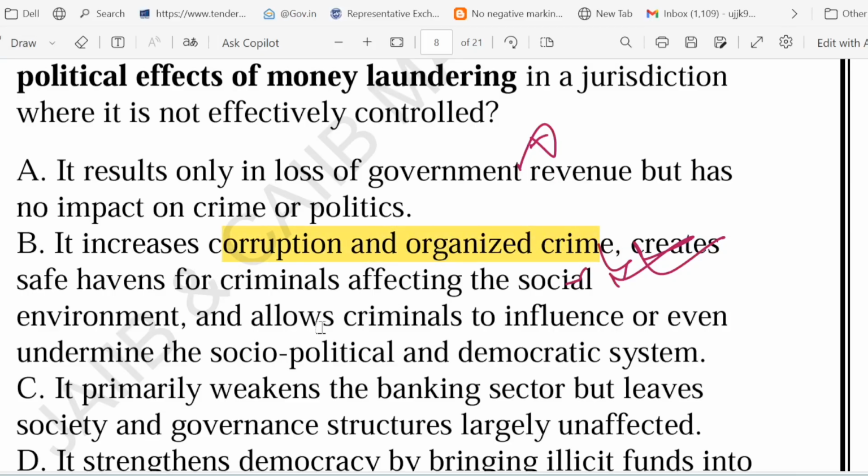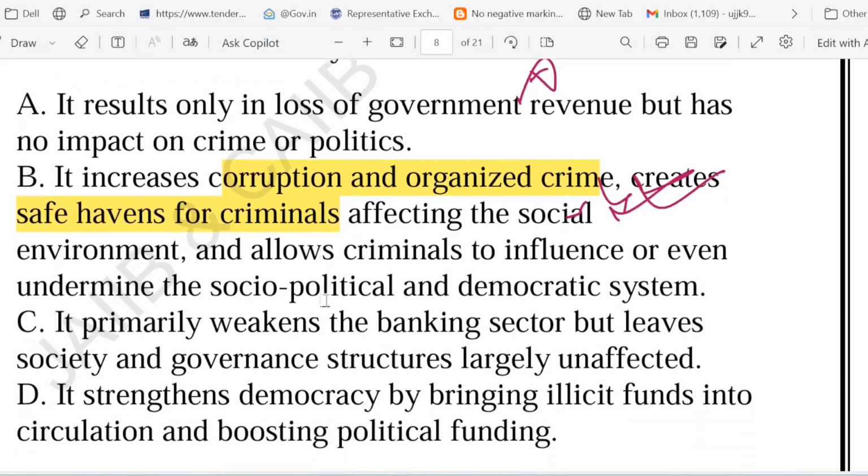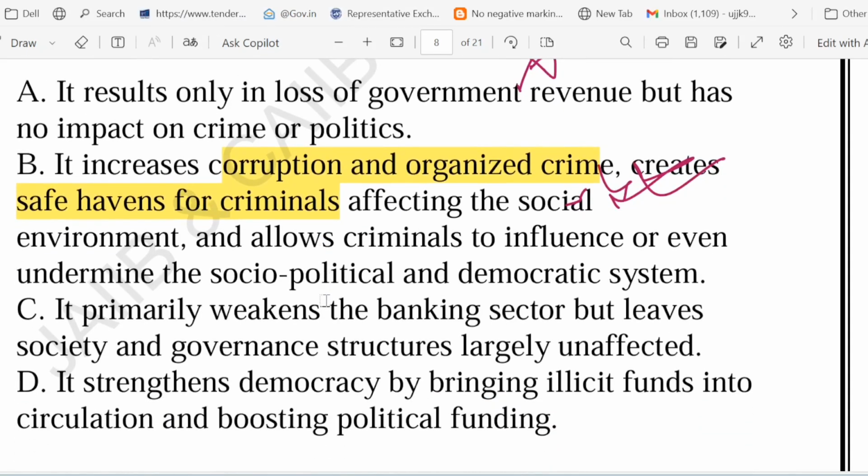Organized crime will increase. Right? And such a country becomes a safe haven for criminals. And the worst part is that over time, these criminals start influencing politics, weakening institutions, and even threatening democracy. Right? So these are the things. They influence and even undermine the social, political, and democratic system.